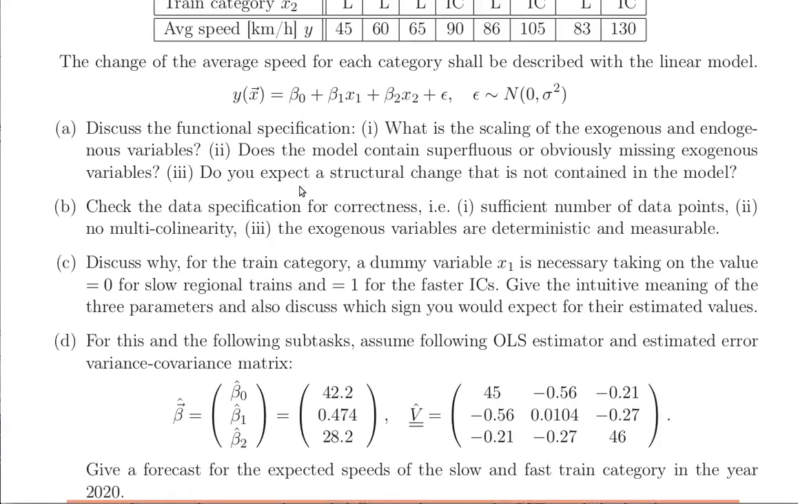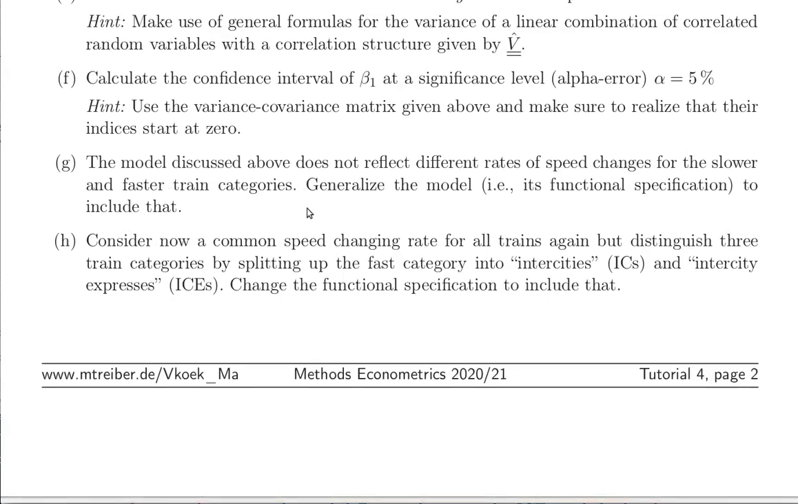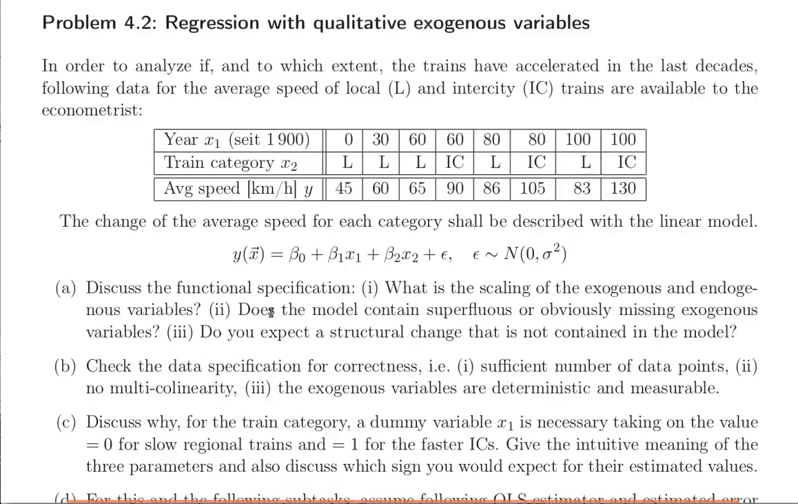So now we come to our last question. Now we again consider an equal changing rate of speeds with time for the slow and fast trains. However, we now consider a third train category. So besides the local trains and the intercities, we also have intercity expresses. So that's the slow speed, the fast speed, and the ultra fast speed. And now we should change the functional specification of the original model, that means this model, in order to do that.